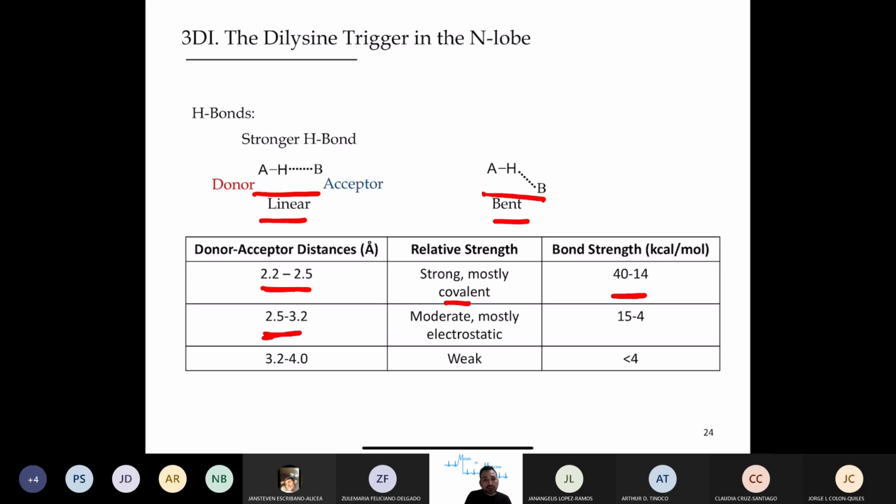As you get further away, then you're going to have that interaction be more electrostatic, so it's going to be weaker. And even further away, as you get out to about 4 angstroms, now this hydrogen bond interaction is even weaker. So you can see how hydrogen bonds, depending on their nature, can be relatively strong to weak, but then how you can facilitate a stabilization of this.